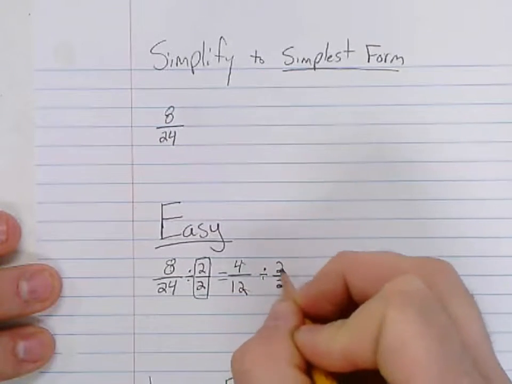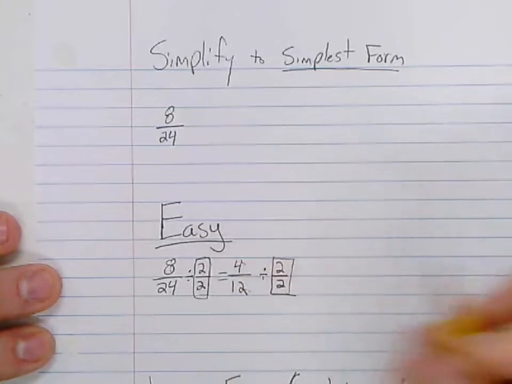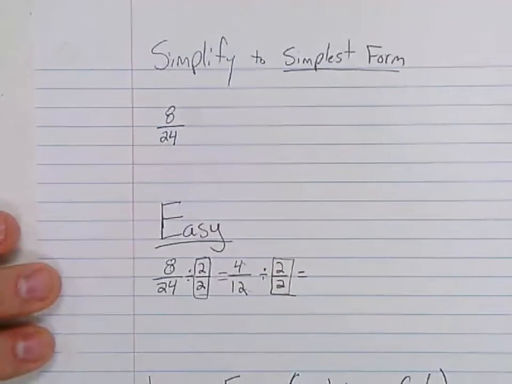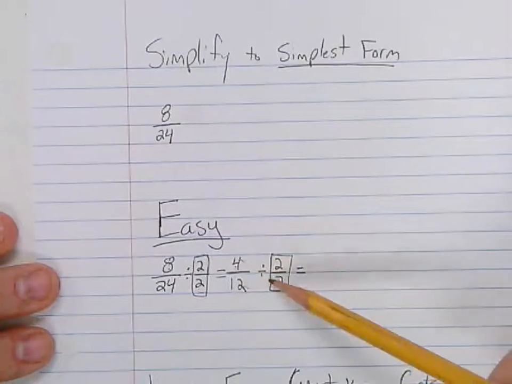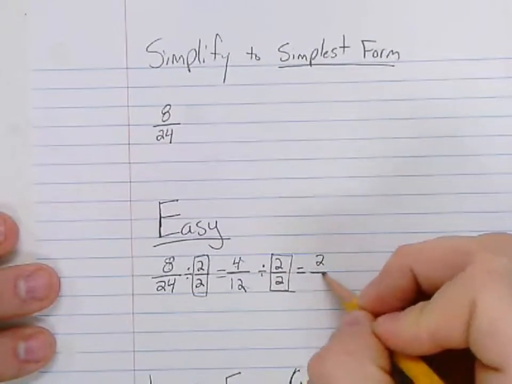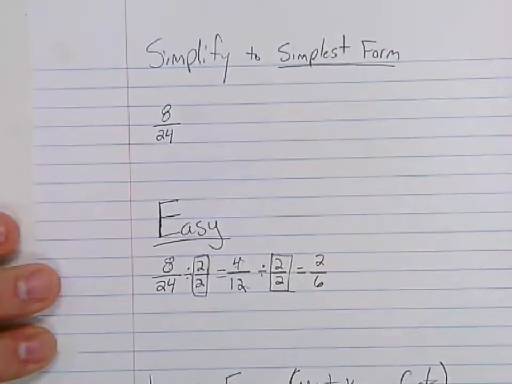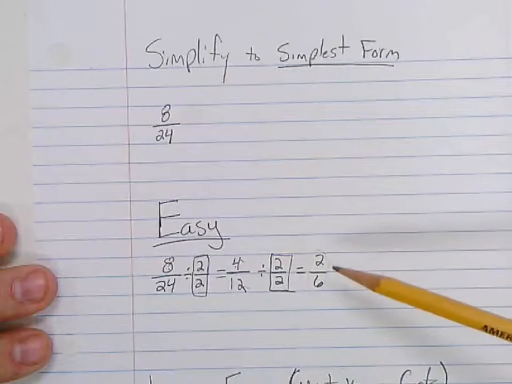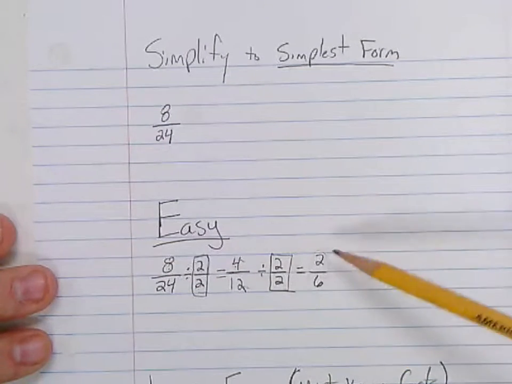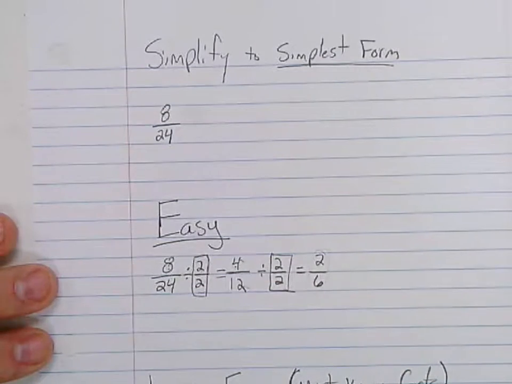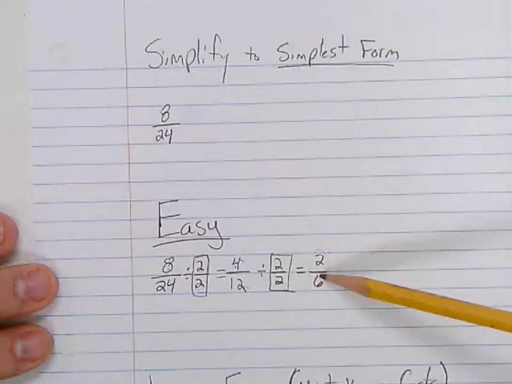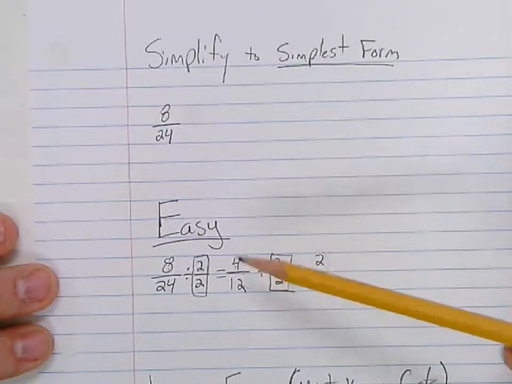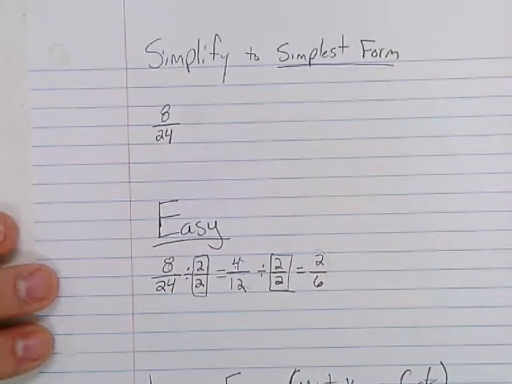Divide by 2/2 again. I will use easy numbers until I get to the very end. 4 divided by 2 equals 2. 12 divided by 2 equals 6. Again, I have a simpler version of 8/24. It's just smaller terms. When they say simple, they just mean smaller numbers. Also equivalent though. 2/6 is equivalent to 4/12, which is equivalent to 8/24.